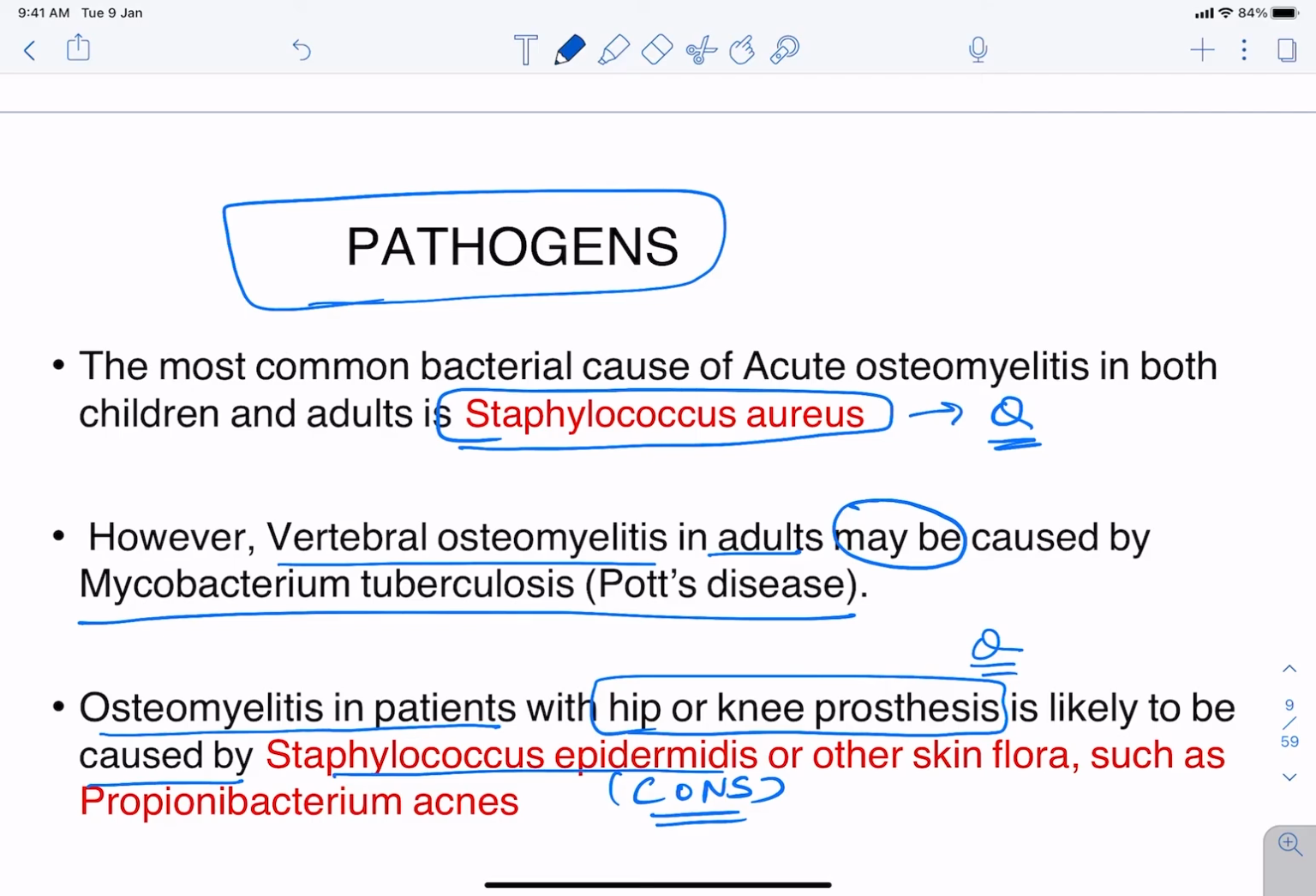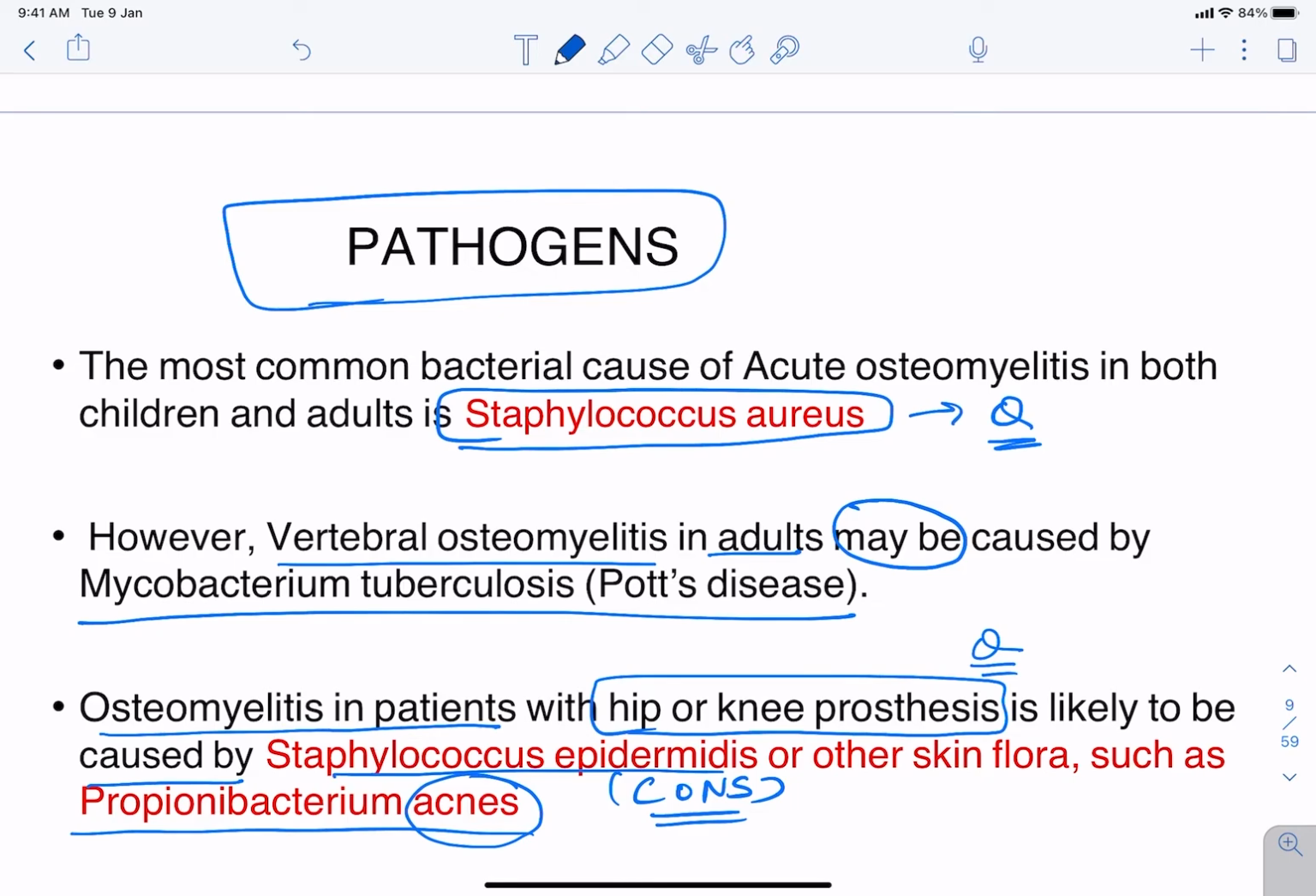So one of them is Staph epidermidis and another one is a non-sporing anaerobe. If you look at the last part of the bacteriology, you will see Propionibacterium acnes, which is a non-sporing anaerobic gram positive. As the name suggests, it causes acne, but here also it has a role to play and causes what?